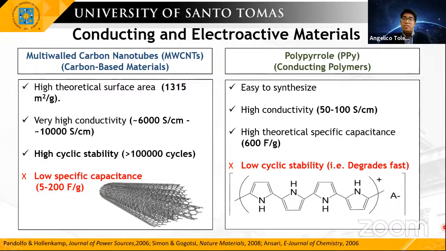So they're used because they're easy to synthesize. They have a high conductivity. They have a high theoretical specific capacitance. However, they have low cyclic stability or degrade fast. So you can see in this structure of the polypyrrole, there is a negatively charged ion that neutralizes the positively charged polypyrrole chain. And this anion is called the dopant. And the dopant affects the conductivity and the electrochemical performance of a supercapacitor.